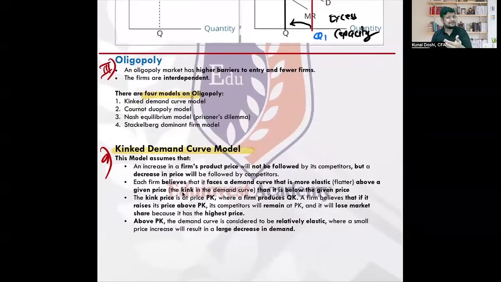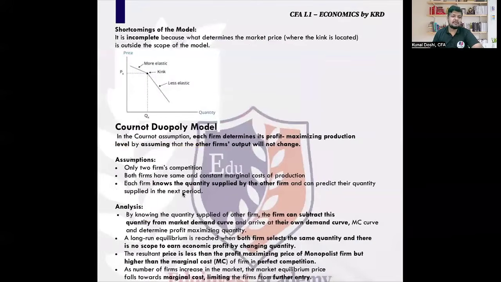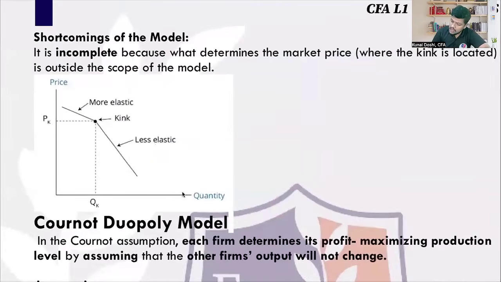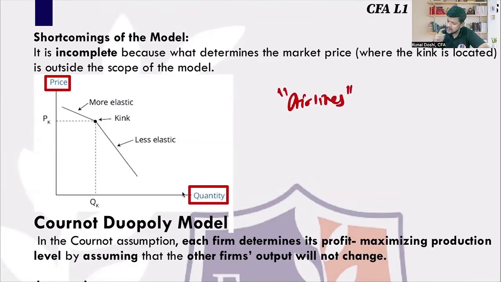Before I explain all this, look at this diagram of the kink. Here, there is a price and quantity. And imagine this is the case with airline companies. Airline companies actually face this. What do airline companies face? They are in a very tight competition. Now, suppose currently the market price is at this point. Now, if a particular airline decides to increase the price, what will happen?